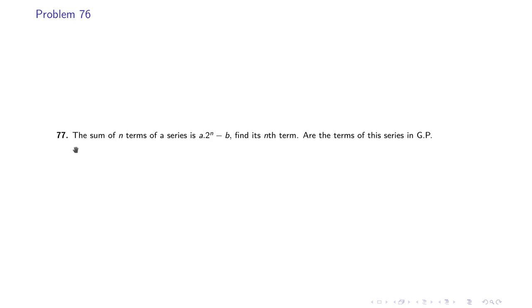Problem number 77 says that the sum of n terms of a series is a·2^n - b. Find its nth term. Are the terms of this series in GP?